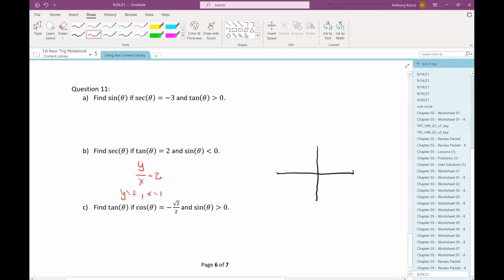Or it could be y equals -2 and x equals -1. Could be that also, right? I'll write it up here. There wasn't enough space.